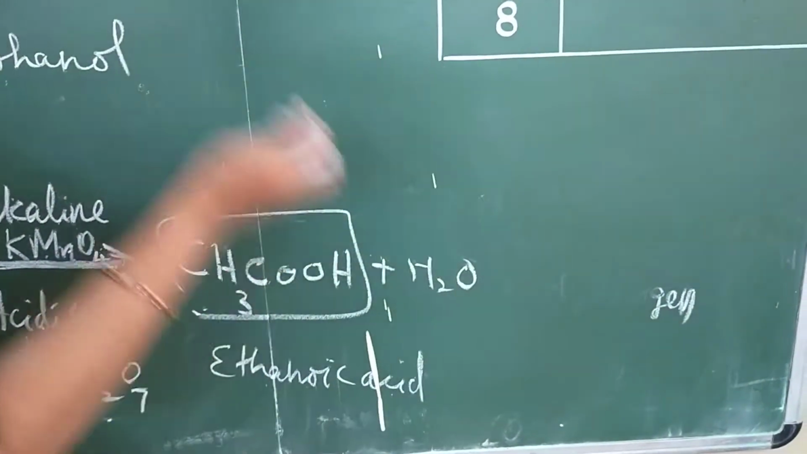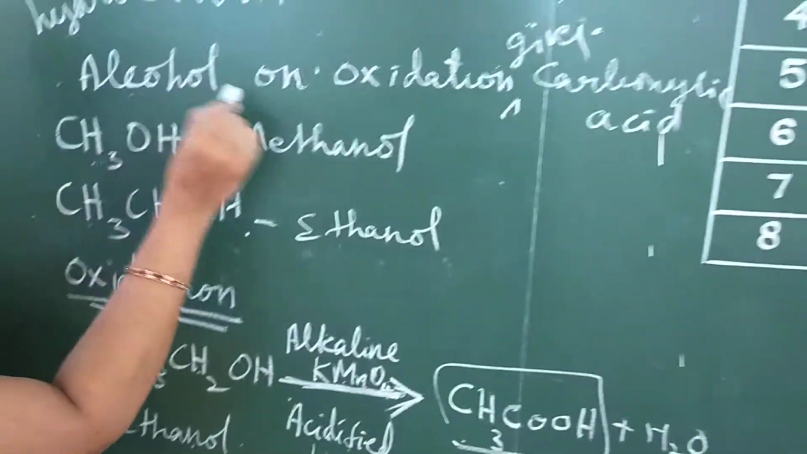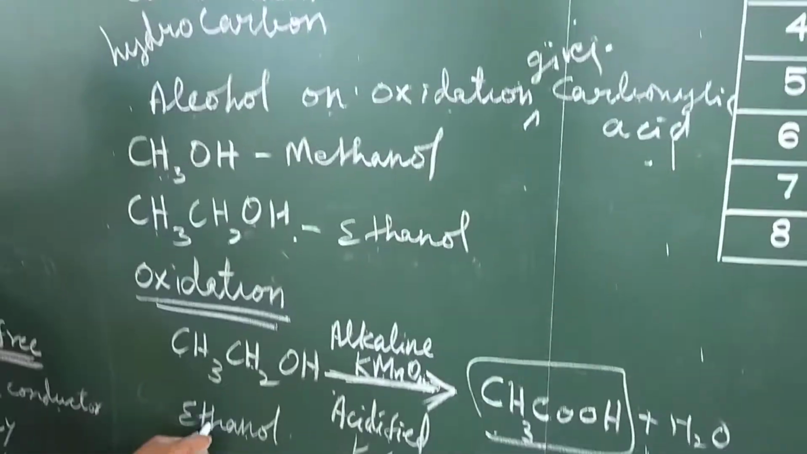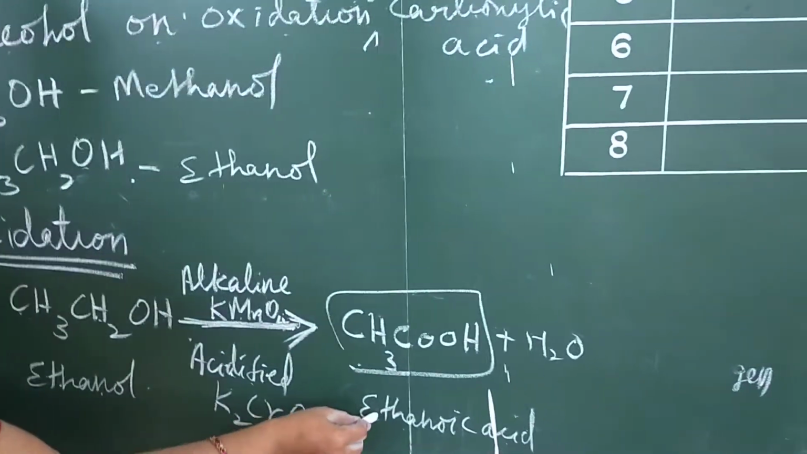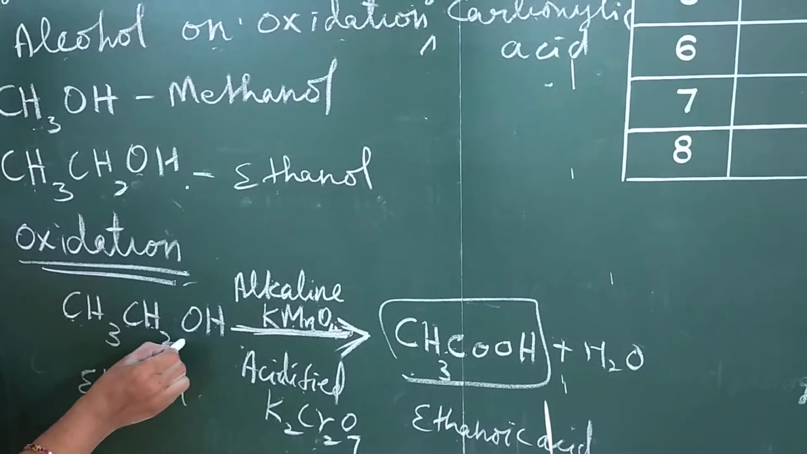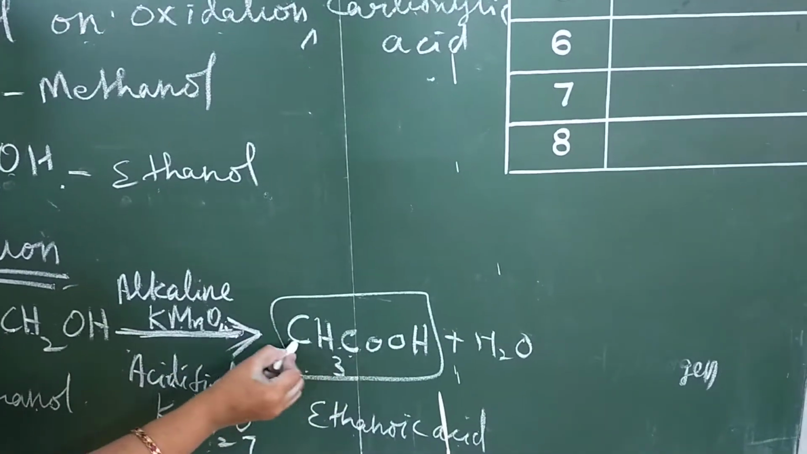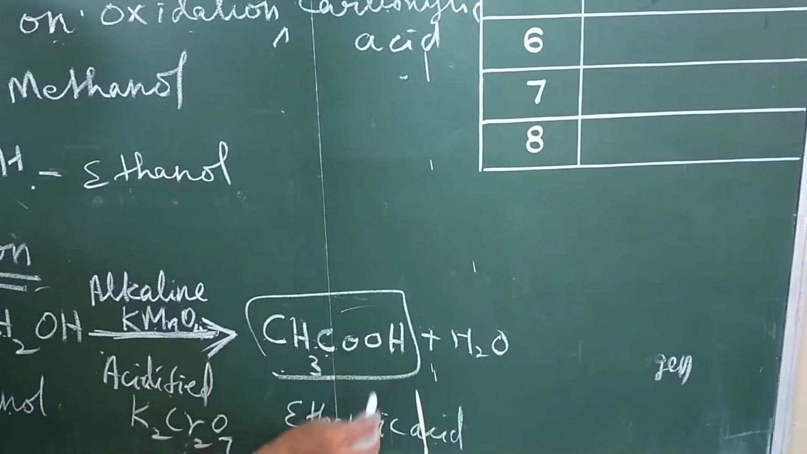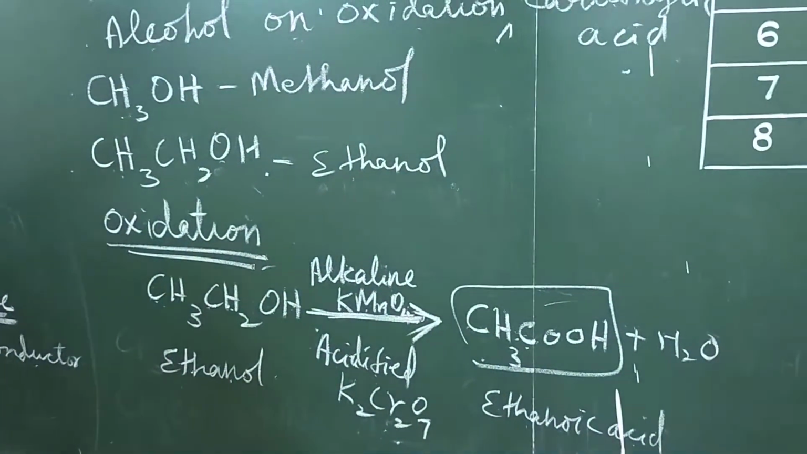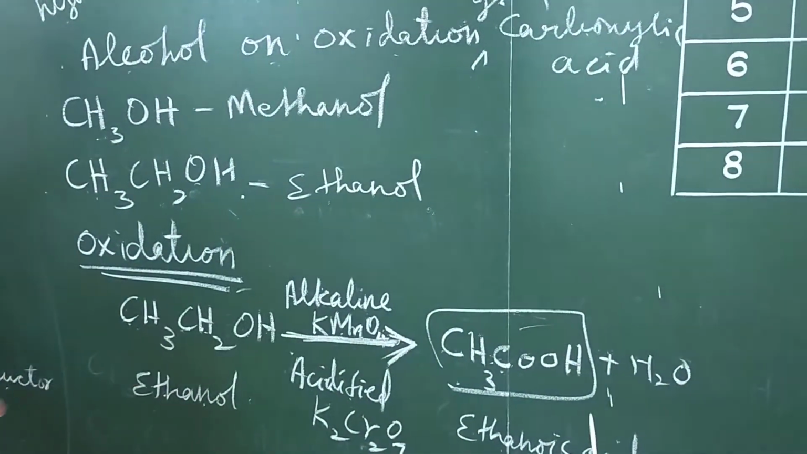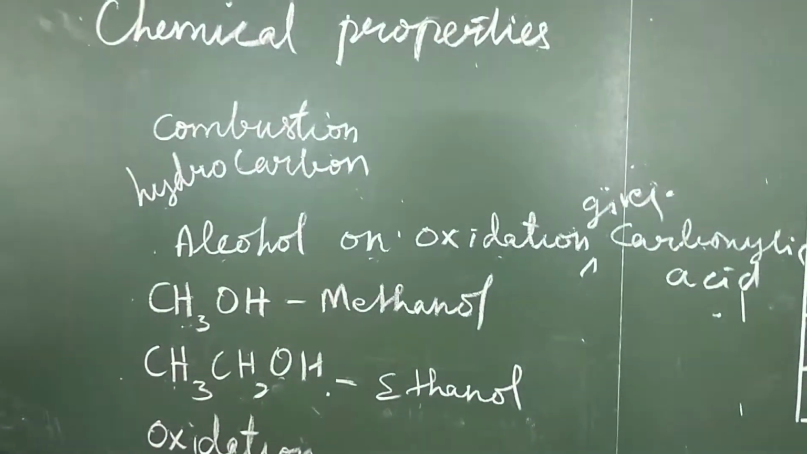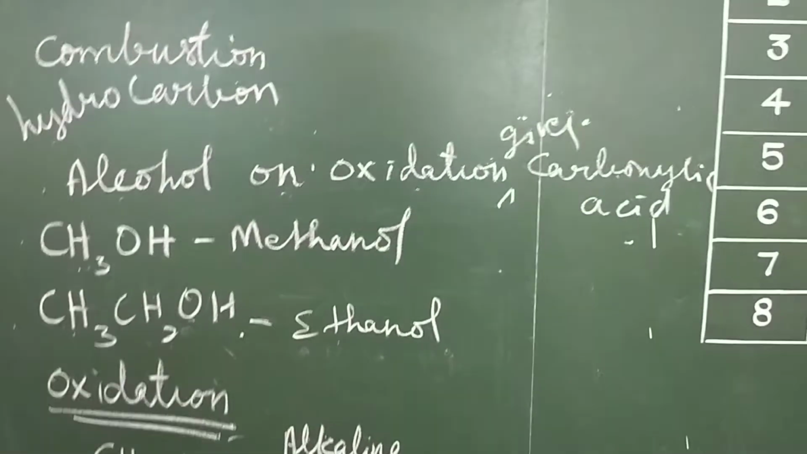Ethanoic acid. So what did we study? Alcohol on oxidation gives carboxylic acid. Ethanol on oxidation gives ethanoic acid. Ethanol has 2 carbon atoms and an alcohol group. Ethanoic acid has 2 carbon atoms and a carboxylic acid group. So propanol gives propanoic acid, and butanol gives butanoic acid. So this is oxidation: ethanol gives ethanoic acid. Right?